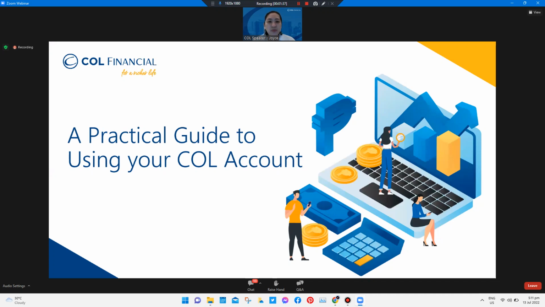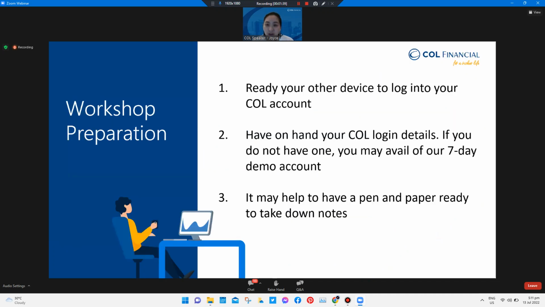For those who have another device or another monitor, kindly ready them now with your COL login details. And for those who have a demo account, you can also have that ready so that we can log in together for this.